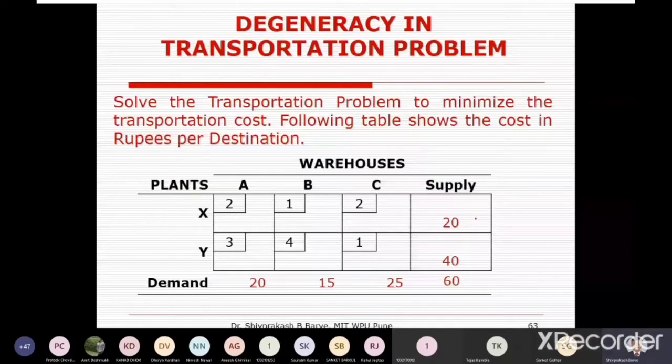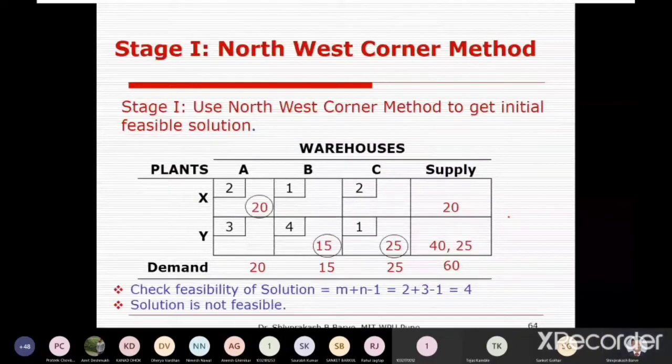So for the plants, it is 20 plus 40, so it is 60. Now check the demand: 20 plus 15, 35 plus 25, 60. So here supply as well as demand is equal to 60. So this is called a balanced problem. In such a problem, you can apply the transportation model, and you can get the minimum transportation cost. The next step is that you have to use any one initial feasible solution method.